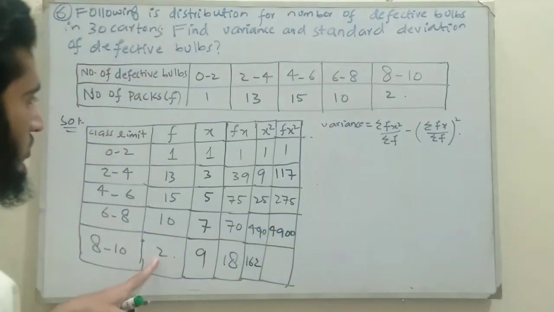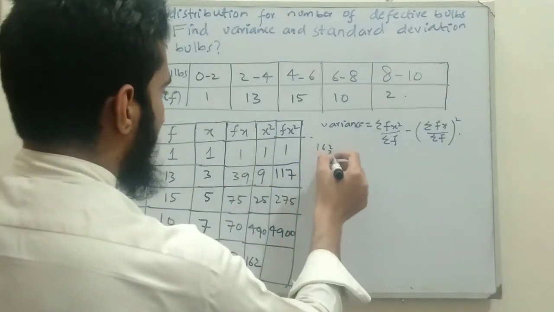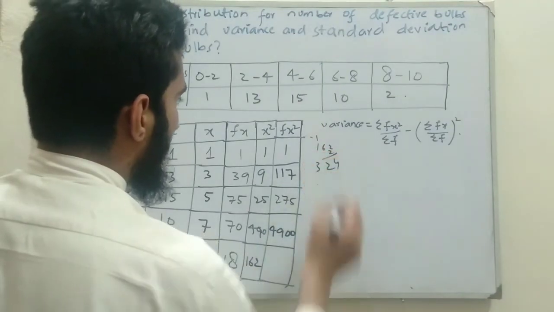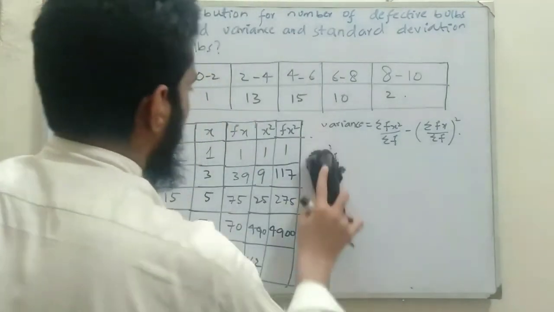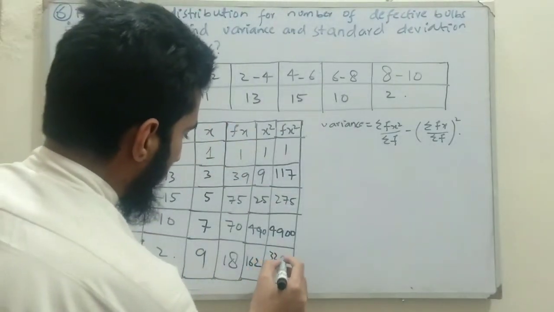After this, here f is 2 and x square is 162. So 162 multiplied by 2 gives us 324. So here the result will be 324.